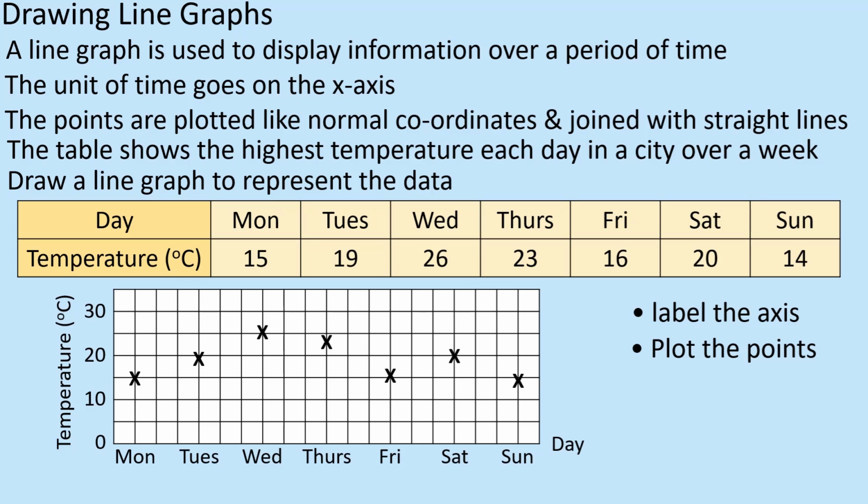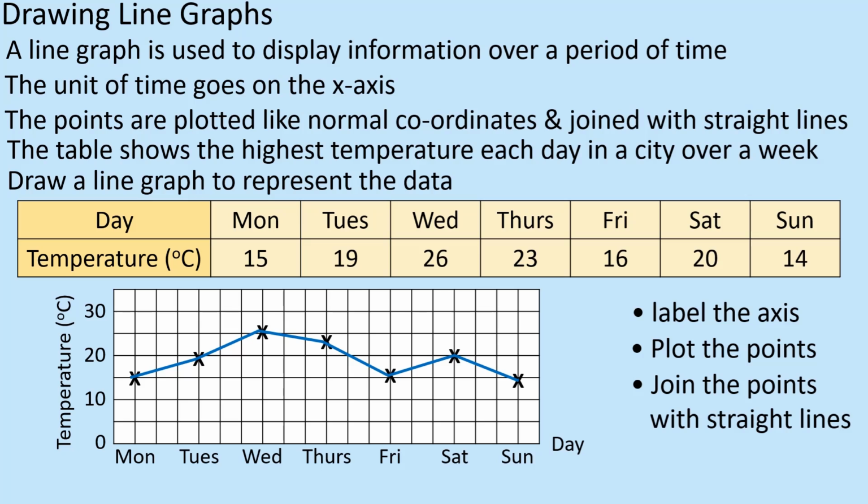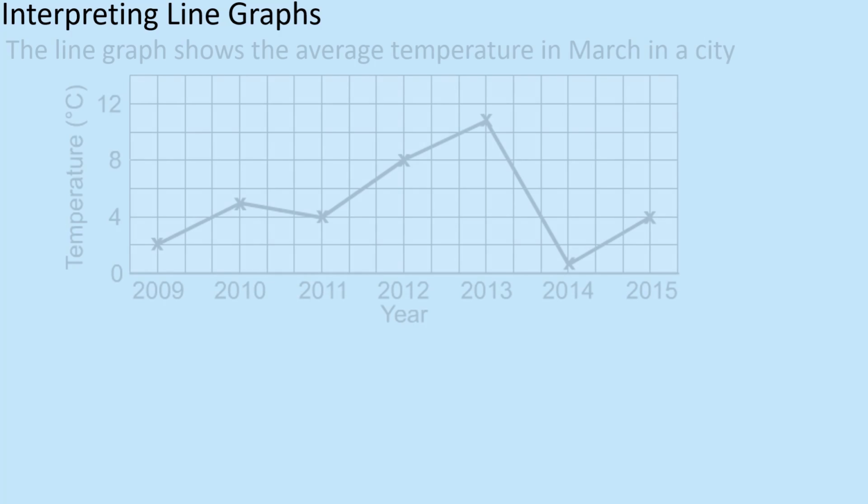Making sure the gaps are nice and even, because we are talking about time. Monday, Tuesday, Wednesday are a day apart, so the gaps in between them need to be consistent. And then of course we just put the line in between them. So there you can see there's our line graph. Relatively straightforward stuff.